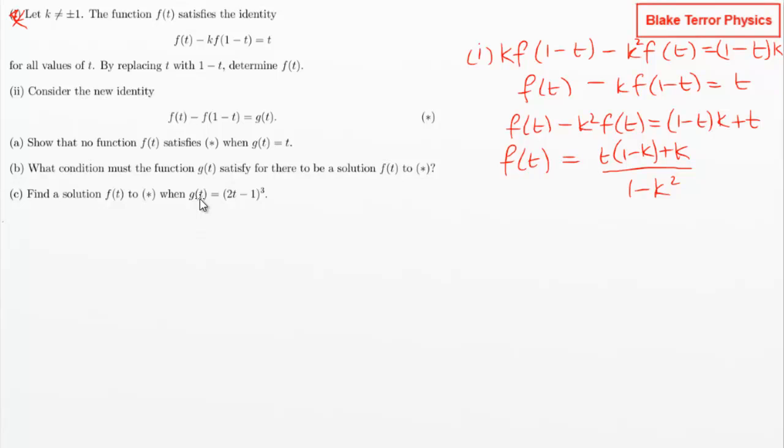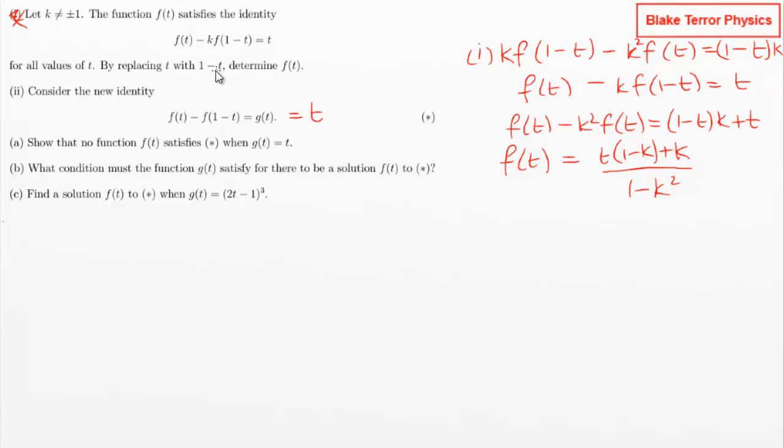Consider the new identity, f of t minus f of 1 minus t equals g of t. Show that no function f satisfies that when g of t equals t. So when that equals t, you want no function satisfying that. Clearly they've led us part of the way there, because otherwise this wouldn't make any real sense. All right, yeah, it's the same thing.